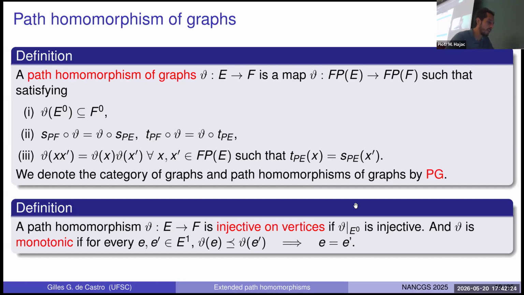So it's enough to define a functor to path algebras. If we want to go to Cohn path algebras, then again we need to make sure that CK1 is satisfied, and for that we need this notion of monotonicity. It's just saying that whenever you have two edges such that their images, which are paths, are comparable, one is the beginning of the other, then the edges must be the same. Basically, if the images of any pair are comparable, then they must be the same edge. So this, again, is to make sure that CK1 is satisfied.